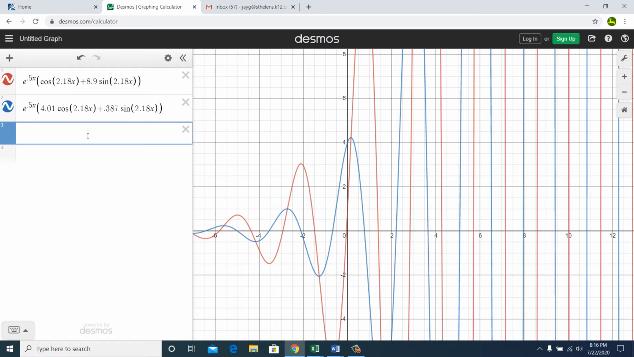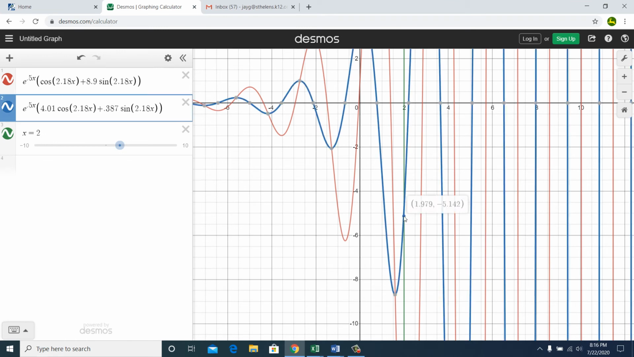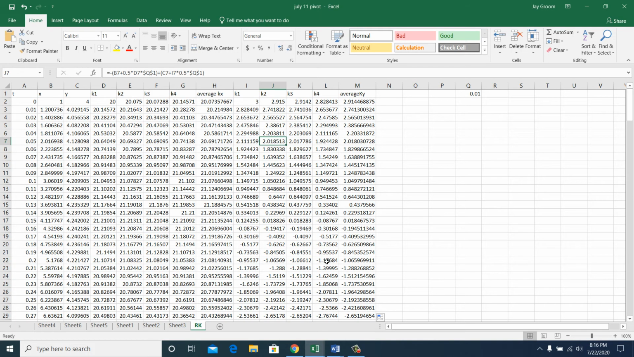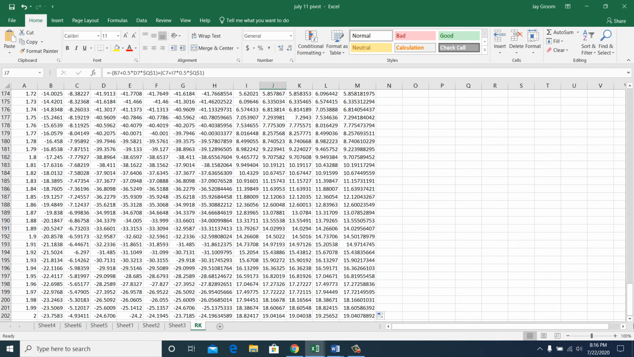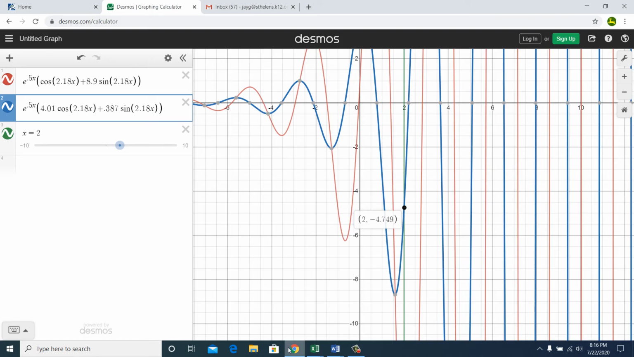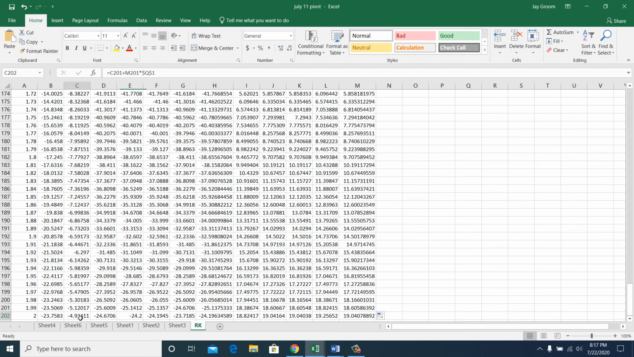So what I can do is come in and just go x equals 2 to see how close we are to the actual values. This is what they should have been. That is the blue line. So the blue one should have been negative 0.479. So that's my y. Let's go look at that. What did I say it was? I forgot. Negative 4.75. Where are you at? Negative 4.75. Yes, it's close.